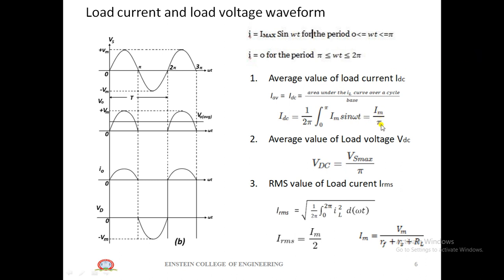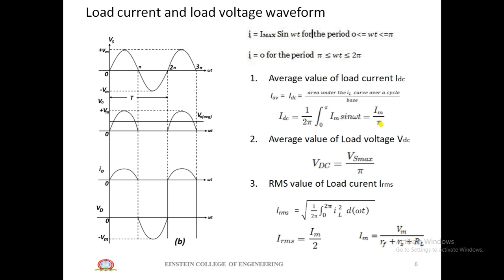Next is the average value of load voltage, VDC. What is the voltage equation? V is equal to I into R. So we can say VDC is equal to IDC into RL. We know the value of IDC. While substituting, we get Im by pi times RL.